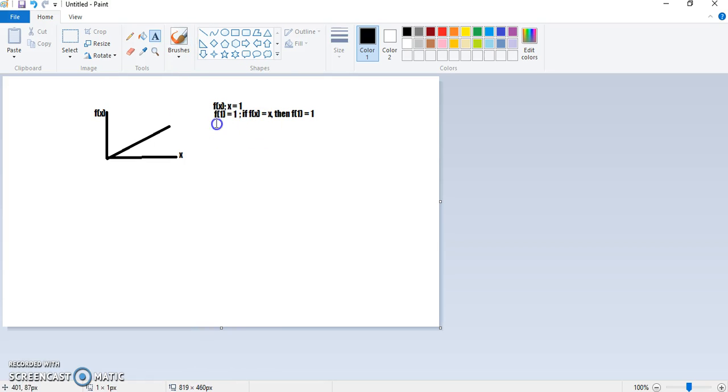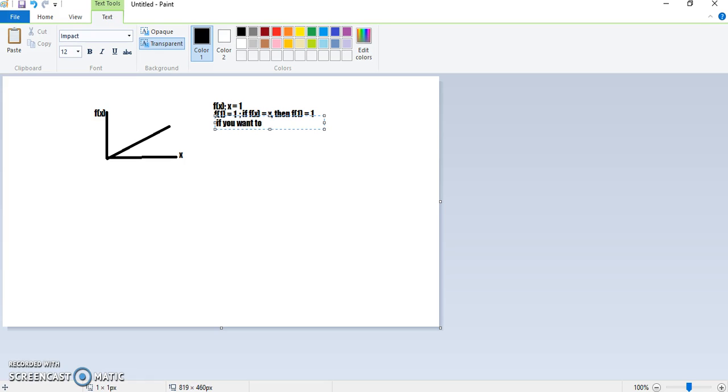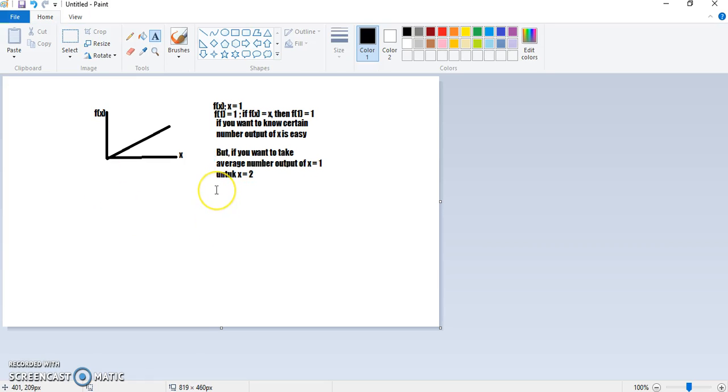If you want to know a certain number, the output of x is easy. But if you want to take the average number output of x from x equals 1 until x equals 2, that is easy too.